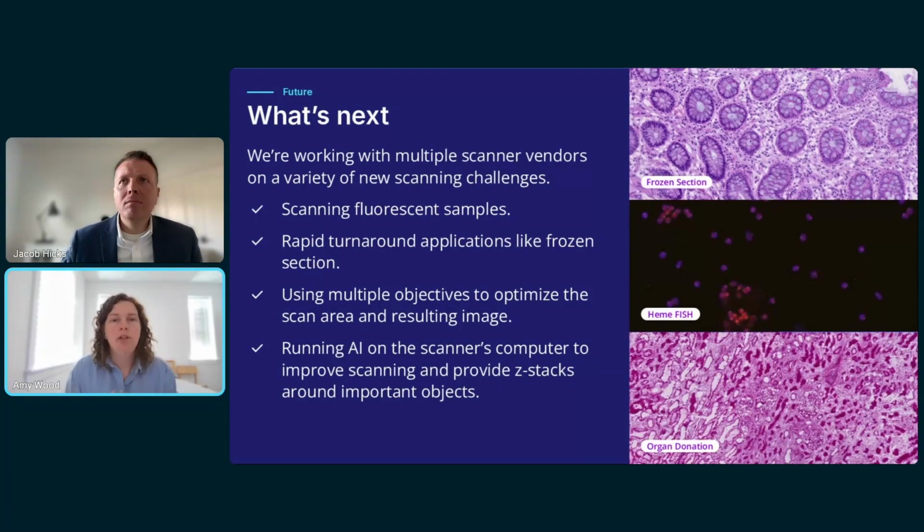Being able to use multiple objectives to optimize the scan area and the resulting image is another thing that we're excited about. Being able to mix and match within the same slide so that we can optimize that scan time is really important for us. And then being able to run AI on the scanner's computer so that we can make decisions as we're scanning to save certain areas, to optimize our scan time but also our file size, is a really exciting thing that we're working through now.